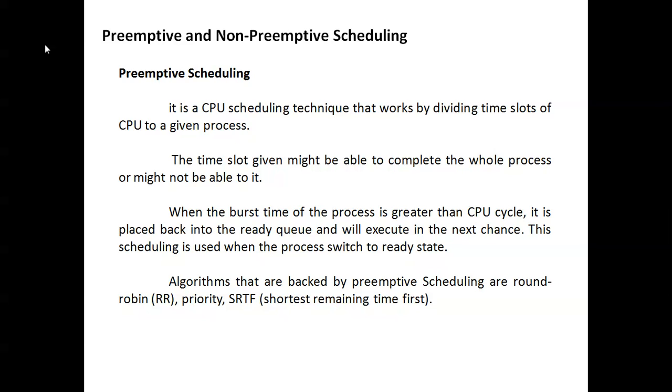Okay. Preemptive and non-preemptive scheduling. Preemptive scheduling is the CPU scheduling technique that divides the slots of CPU given to the process. Basically, the algorithms backed by preemptive scheduling are round robin, that is RR, and priority, and SRTF, shortest remaining time first. So these are the algorithms used for preemptive scheduling.